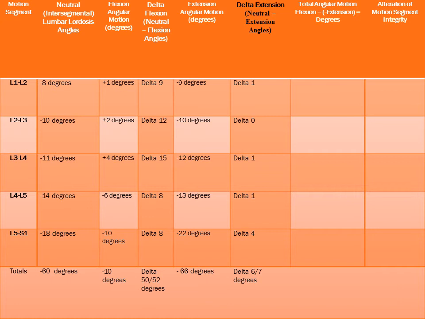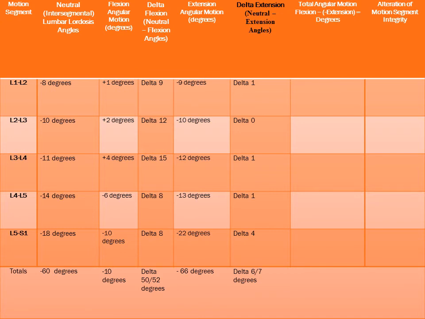So back to our table, and we can see that I've filled in the delta extension column. The delta extension column indicates that in lumbar extension, the L1, L2 motion segment moved from -8 degrees in the neutral position to -9 degrees in the full extension position. This is a change of 1 degree of motion of the L1, L2 motion segment. That would indicate to me that there's some restriction in that motion segment in the motion of lumbar extension. So just make a mental note of that.